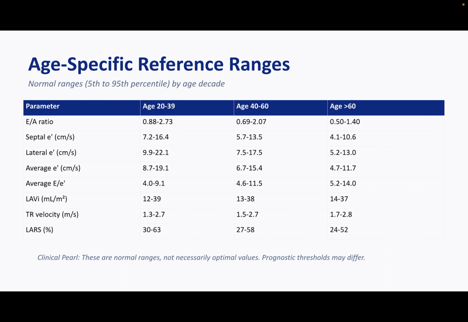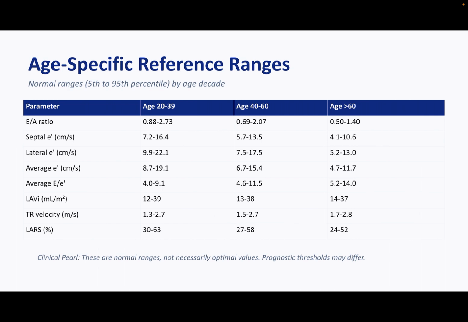If you apply the 2016 cutoff of less than 7 centimeters per second uniformly, you'll diagnose diastolic dysfunction in most healthy elderly patients. If you apply age-specific ranges, you'll be much more accurate. A few key observations from the table.